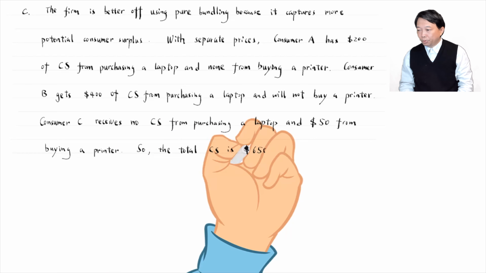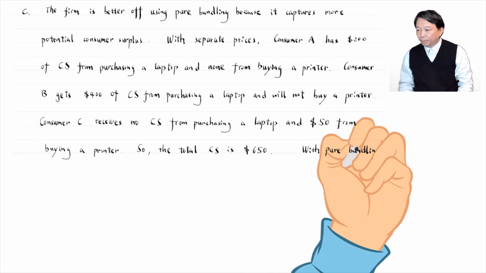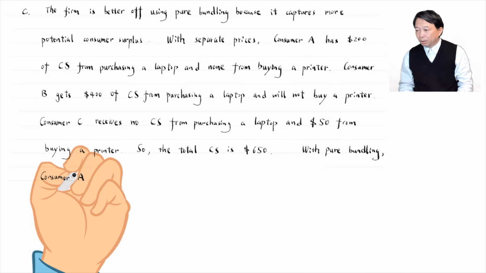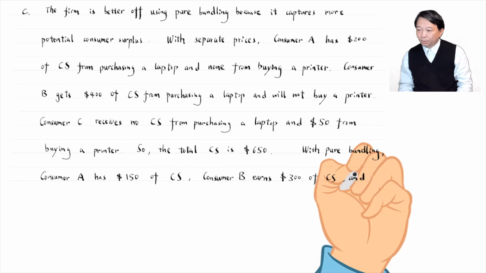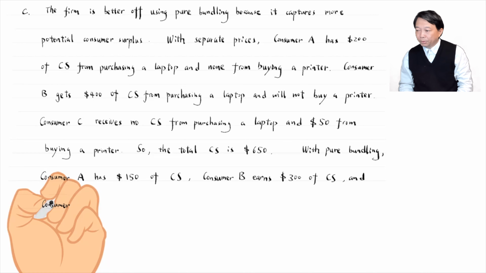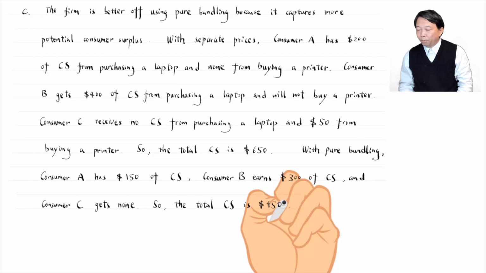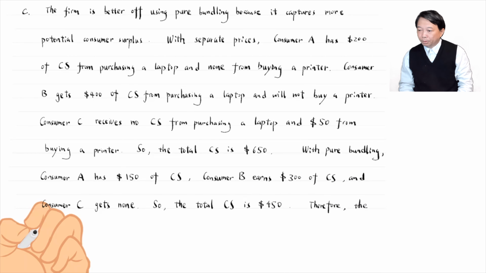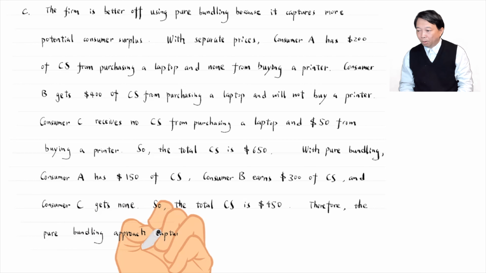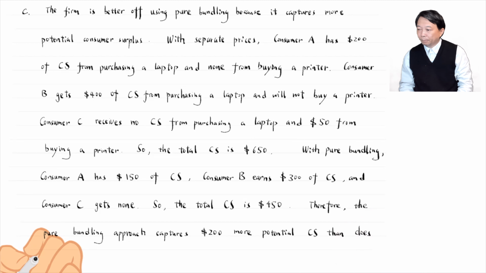So the total consumer surplus is $650. With pure bundling, consumer A has $150 of consumer surplus. Consumer B earns $300 of consumer surplus, and consumer C gets none. So the total consumer surplus is $450. Therefore, the pure bundling approach captures $200 more potential consumer surplus than does pricing separately.